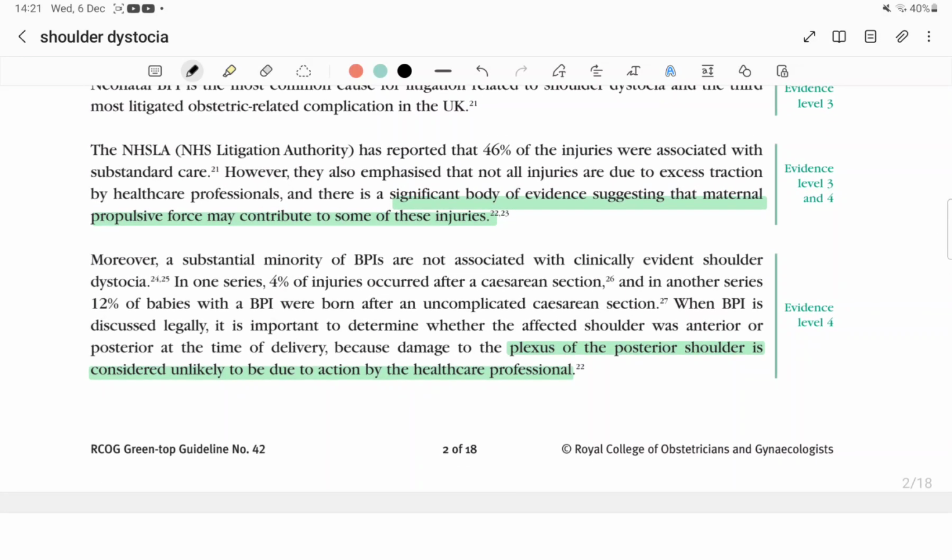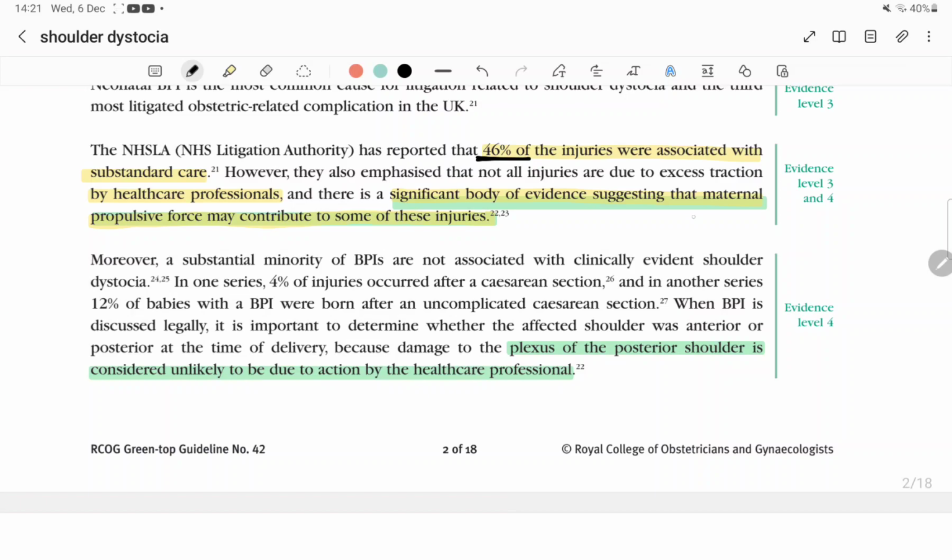Now sometimes this is also very important. 46%, this is important for your clinical point. When you are practicing in your clinics, this is important. We should be safe doctors. 46% of the injuries are due to substandard care. So not all injuries are due to excessive traction by the healthcare professionals. Some of the injuries can be due to the maternal propulsive force. When the mother is contracting, some of the injuries are due to that propulsive force, but 46% are due to substandard care. So what does this mean?